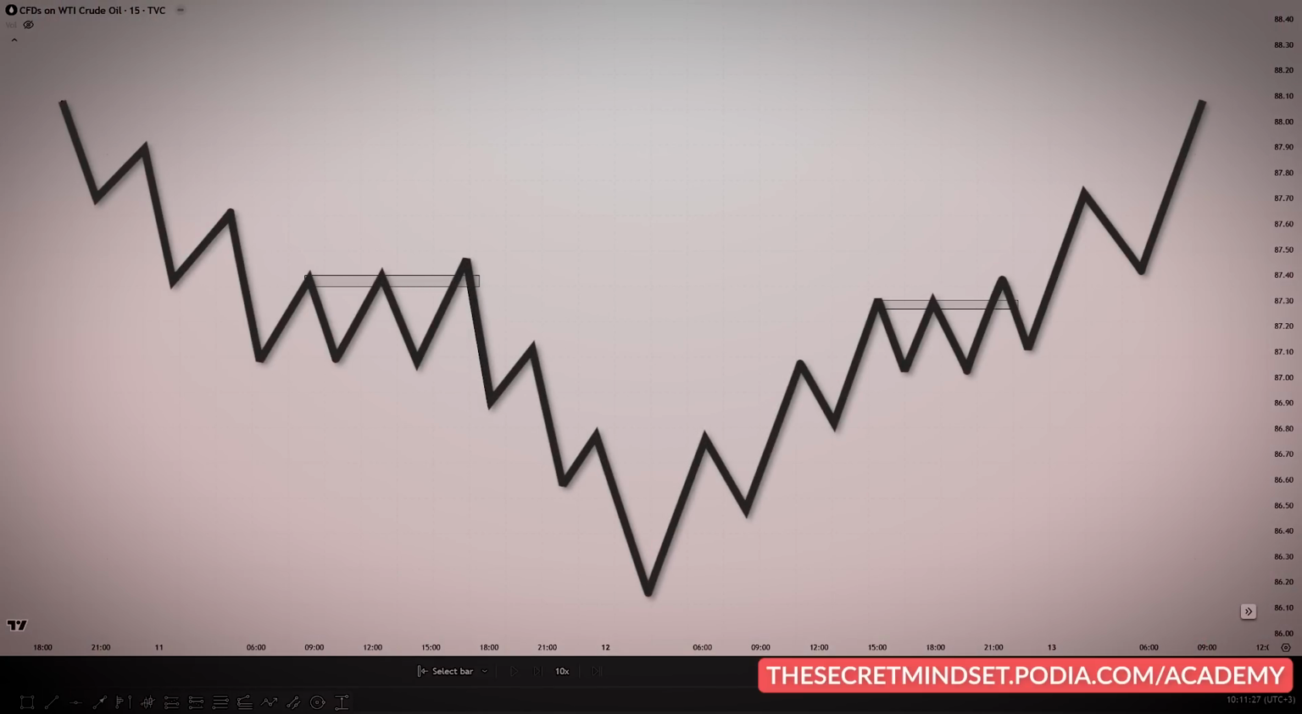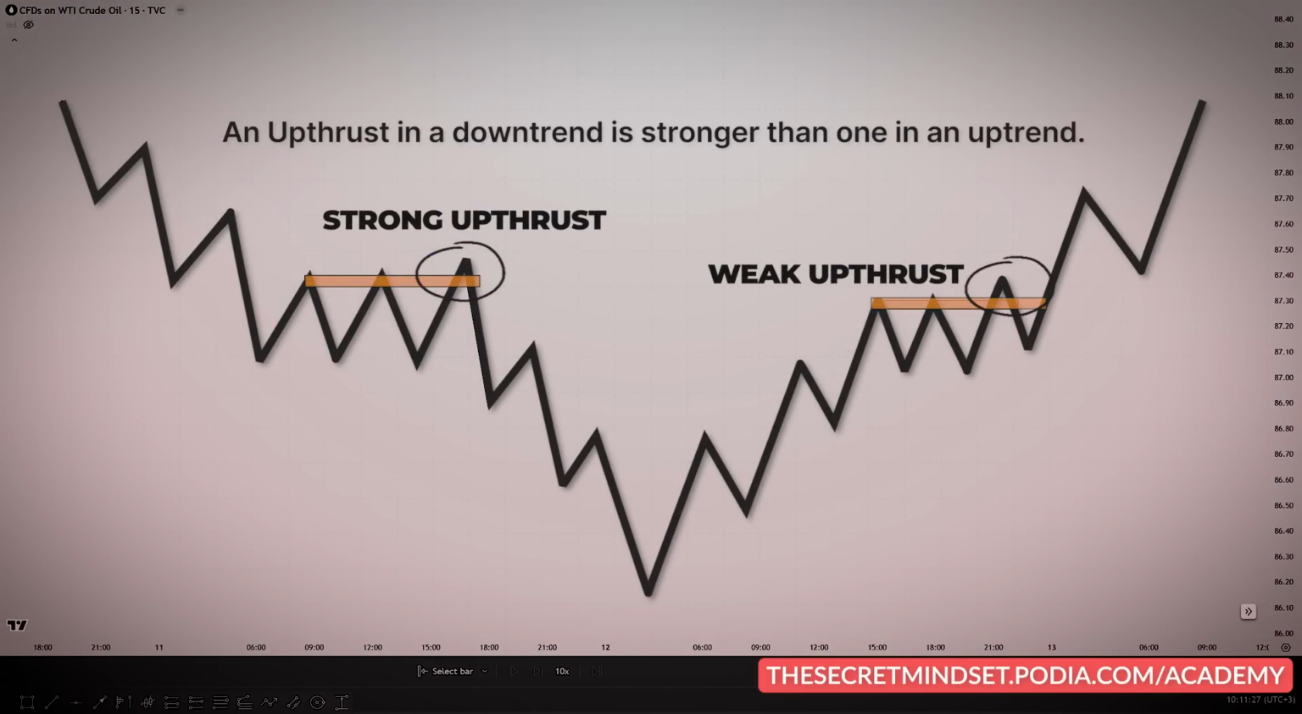For upthrusts, check if the overall trend is down. An upthrust in a downtrend is stronger than one in an uptrend. Look for signs of distribution before the upthrust. This makes the pattern more likely to work.